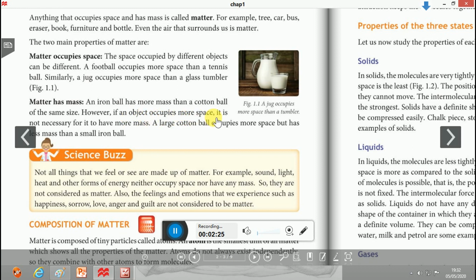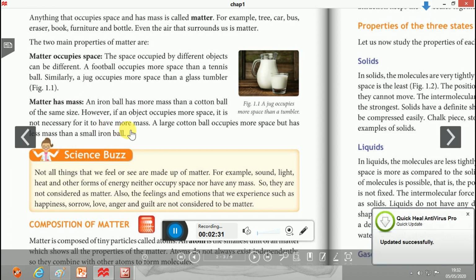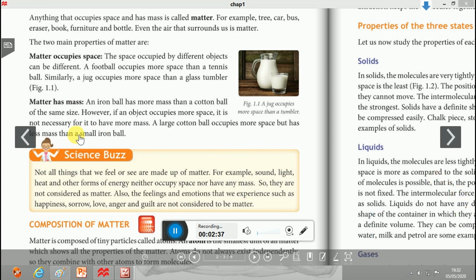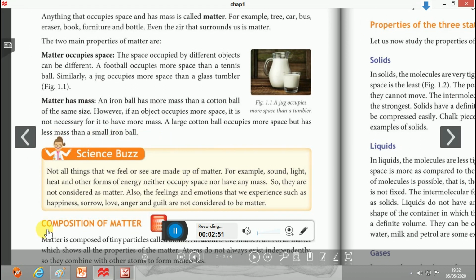However, if an object occupies more space, it is not necessary for it to have more mass. That means the volume is not a compulsory main factor for the mass. A large cotton ball occupies more space but has less mass than a small iron ball.